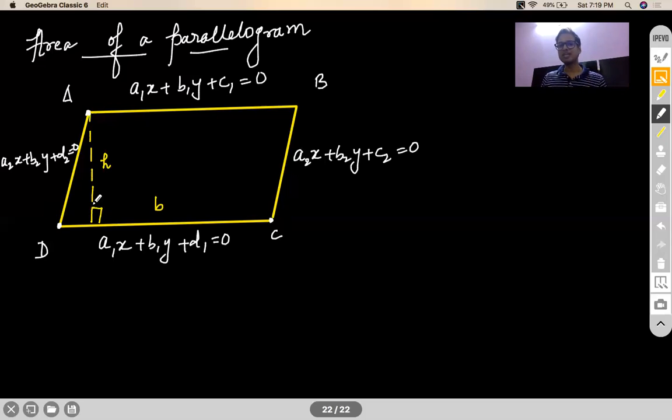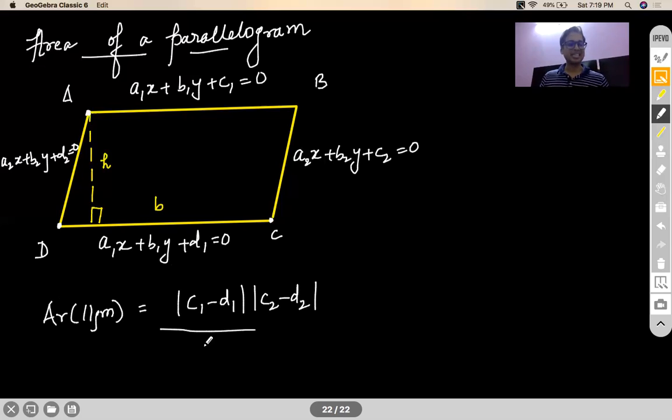So what we have done is we have come up with a formula for this as well. Okay. And the formula is, note down, area of the parallelogram is given by mod of (C1 minus D1) times mod of (C2 minus D2) by mod of the determinant A1, B1, A2, B2.